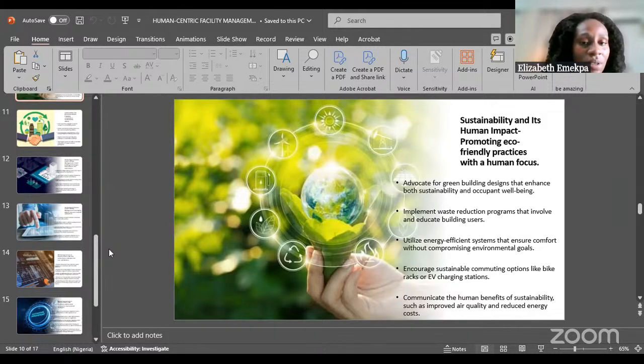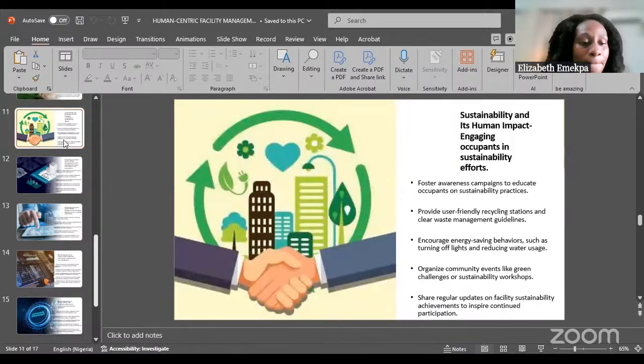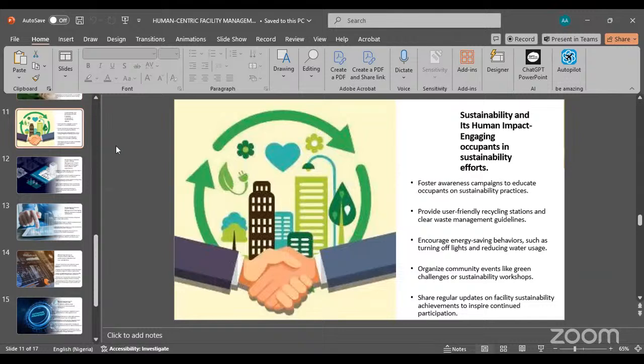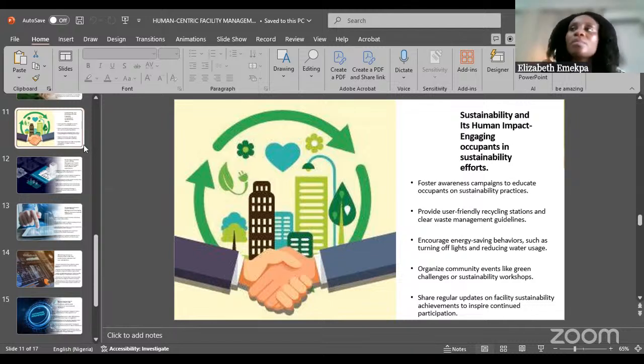Next slide, please. Sustainability still continues. Foster awareness campaigns to educate occupants on sustainability practices. Talk about it, teach people about it, create an awareness.